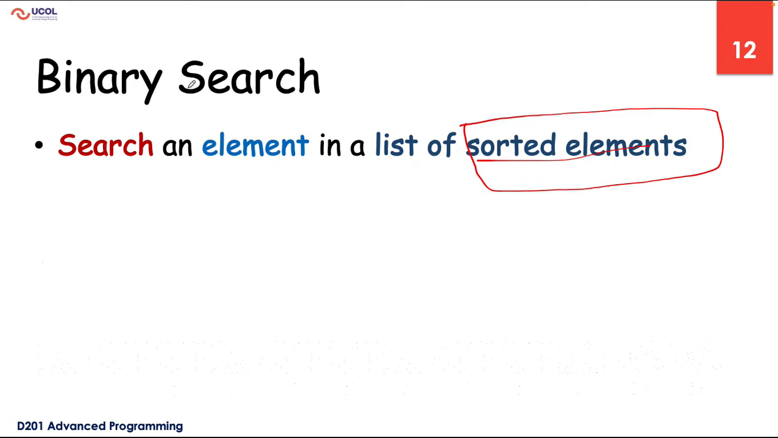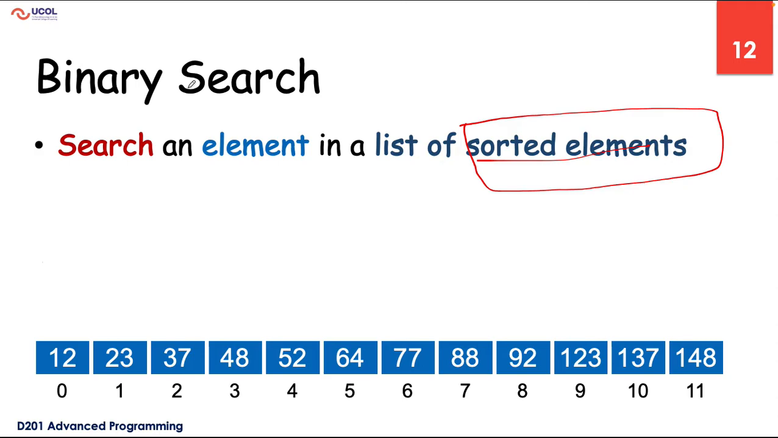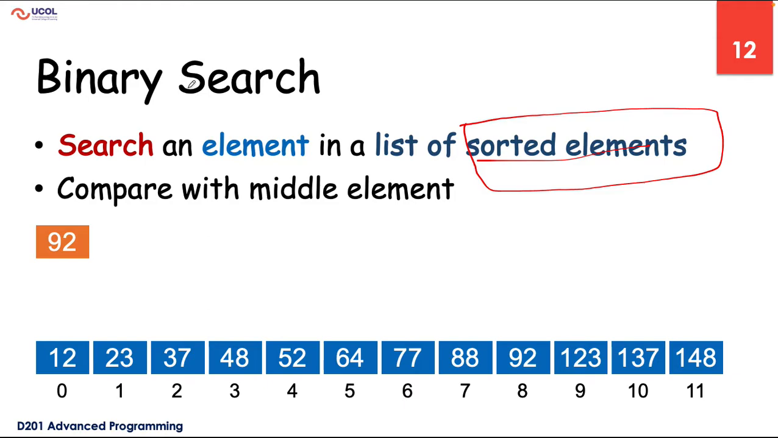So first of all, consider that this is a sorted list, and you can see that it is already sorted, and we are trying to find the number 92 in it. The basic idea behind binary search is that we compare with the middle element. We have the maximum size, which is 12, and 12 divided by 2 is 6. Then we compare this specific number with this middle element, and if it is less, it means it is in the lower half of the sorted list.